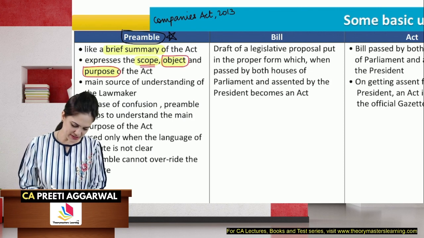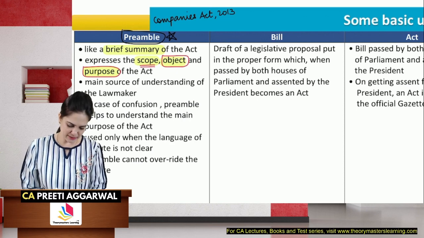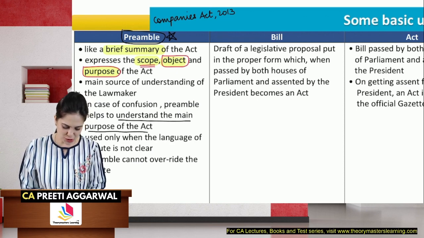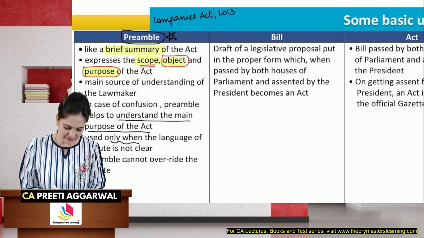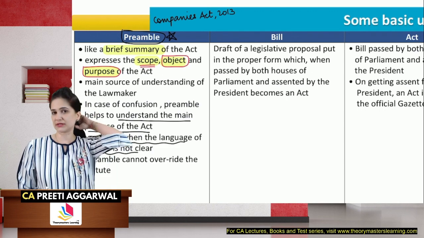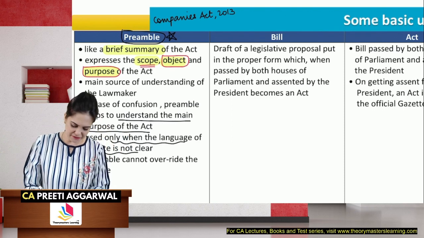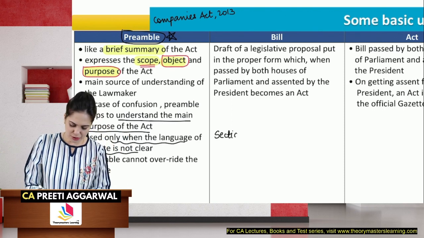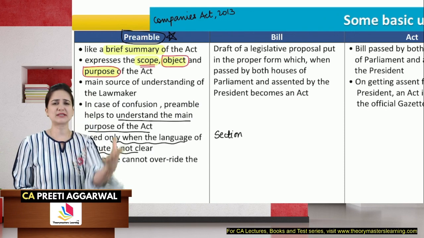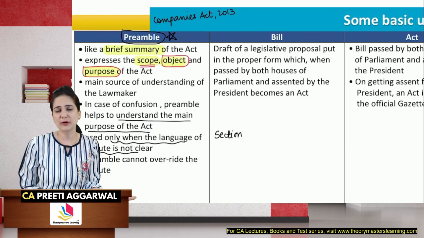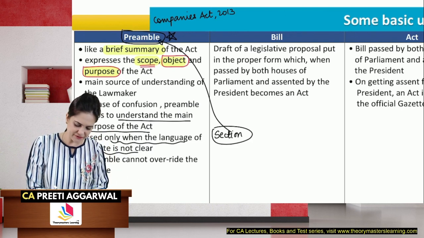So law also says that in case of confusion, yes, the preamble will help you to understand the main purpose of the act, but it is to be used. This is important. The preamble will be used only when the language of the statute, the law which you are studying, is not clear. So what we do is we refer to the section, we go through the provisions of that section. In case there is any confusion, like words are not very clear, the sentences are ambiguous, only then will you refer to the preamble.